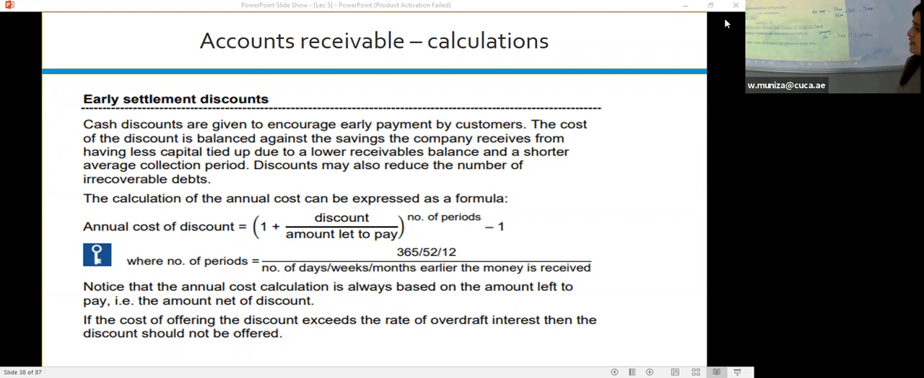If the cost of offering the discount exceeds the rate of overdraft interest, then the discount should not be offered. So when the discount has to be offered, the annual cost of the discount should be lesser than the interest rate. If it's more, then the discount should not be offered. Got it? Clear up to here?